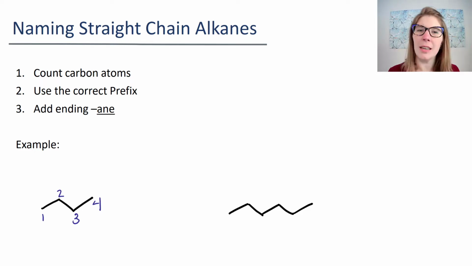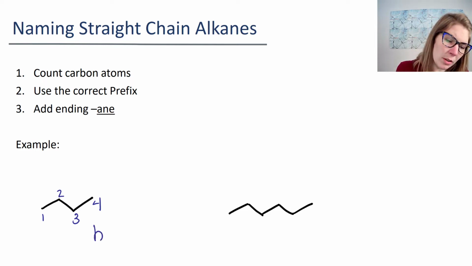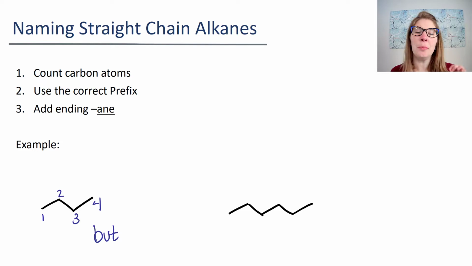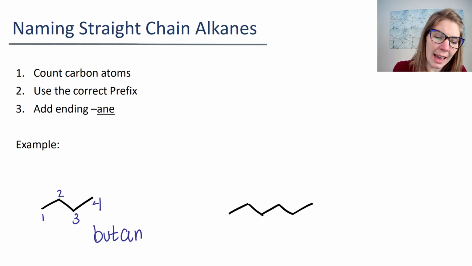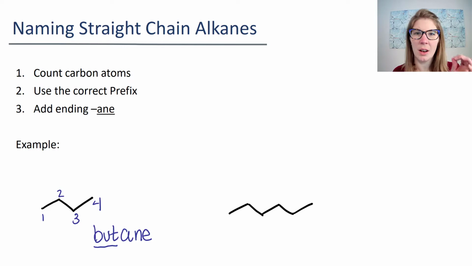Now I'm going to mentally go back to the chart that we just saw a moment ago and say 4 went with a prefix of but-. So this was butane, and because it's an alkane, because there's only carbon-carbon single bonds, we are going to have an ending of -ane, right? So the but- means 4 carbons in a row. The -ane means alkane. So each part of the name is going to be meaningful.